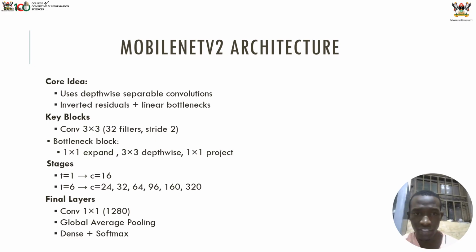Then you have different stages. We have t equals 1, c equals... t implies the expansion factor, and c implies the number of channels. So from there our final layers consist of the global average pooling, which reduces features, and the fully connected layer, which performs the classification by displaying the probabilities.